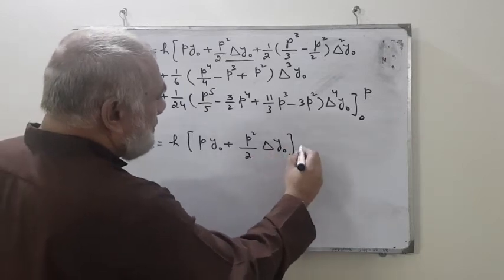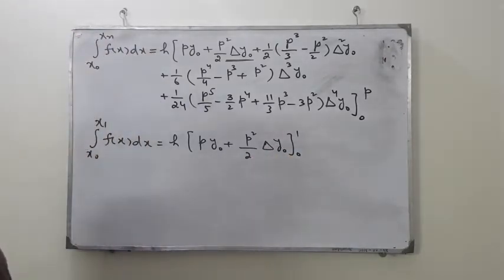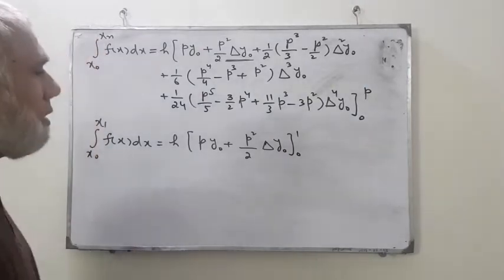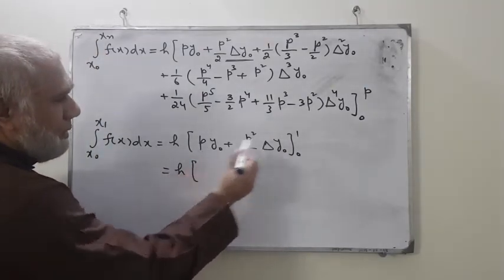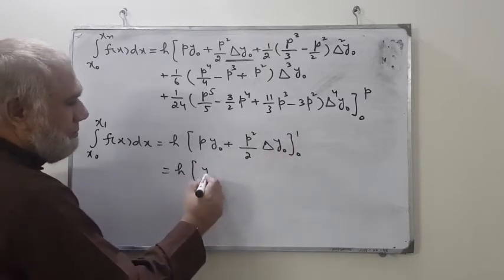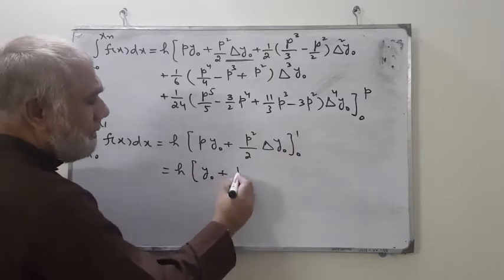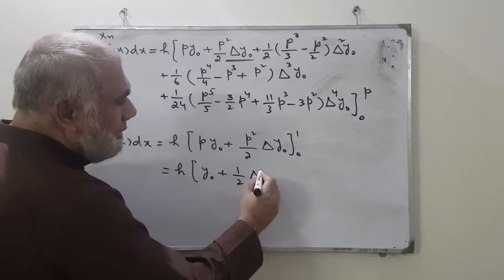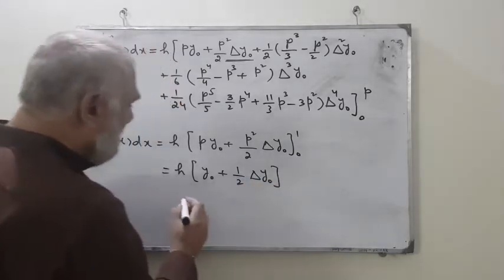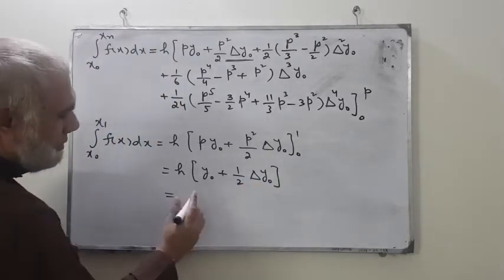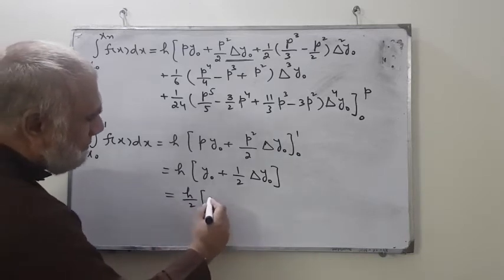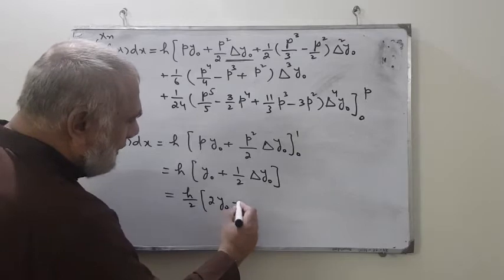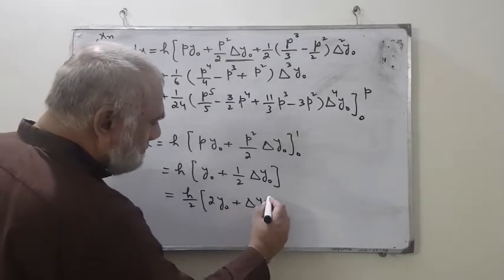delta y0, and the limits are from 0 to 1. On applying the limits, we'll get h times, on putting p = 1, we get y0. From here we get 1/2 delta y0. So the result can be further simplified if I take out 1/2 as a common factor. So the result inside will take the form like this.